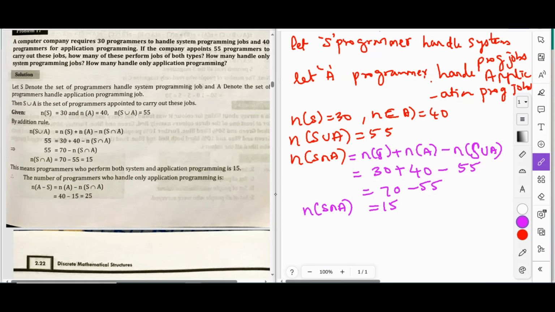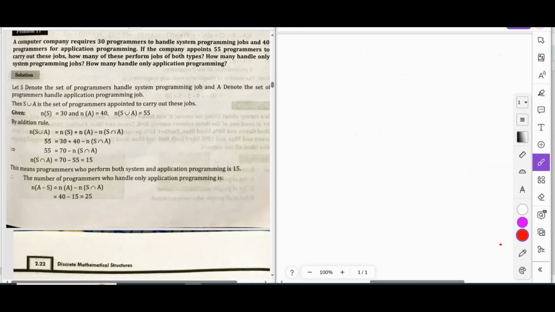Then they have asked another question. They are asking you to find how many handle only system programming. What is the formula for system programming? It is n of S bar, which is equal to n of S minus n of S intersection A.